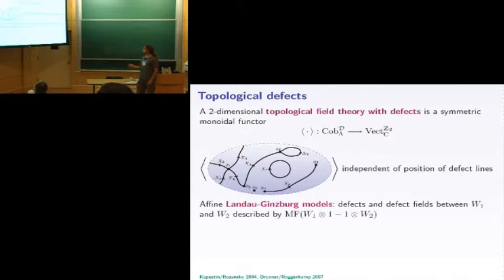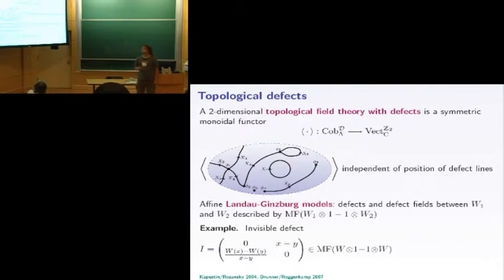In the case where we have Landau-Ginzburg models, defects between a theory with potential W1 and W2 will be described by matrix factorizations of their difference, and the degrees of freedom will be the morphisms in this triangulated category. Well, we always have one particular defect, which is the invisible defect. That's the one that I didn't draw here, for example. And it has the property, by definition, that it can move through even field insertions.